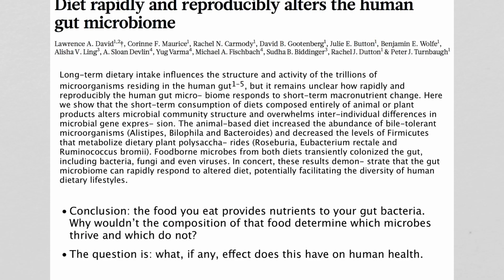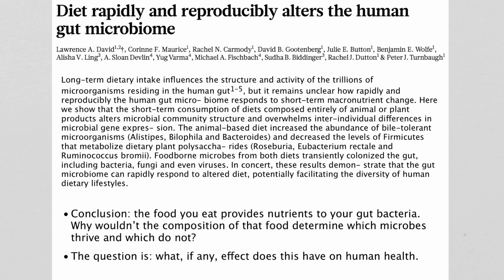So a few interesting bits of research. One is, the title of this paper kind of explains itself, right? Diet rapidly and reproducibly alters the human gut microbiome. All that's saying is the food that you eat very, very quickly and dramatically controls what bacteria grow inside of you. And it makes sense because the leftover bits of food that you eat, that is the food for your bacteria. And so all they did in the study is they compared people that primarily ate an animal-based diet, and they compared it to people that primarily ate a plant-based diet.